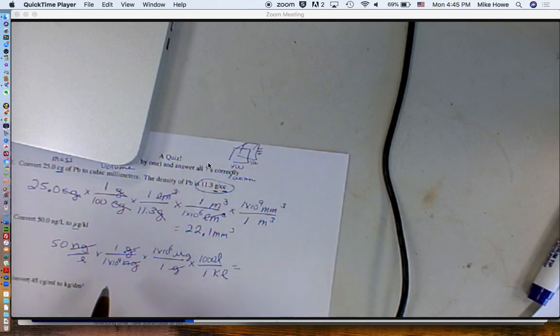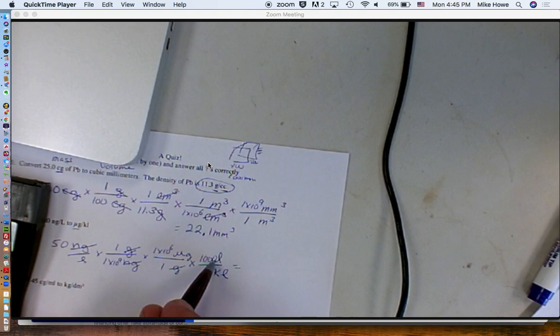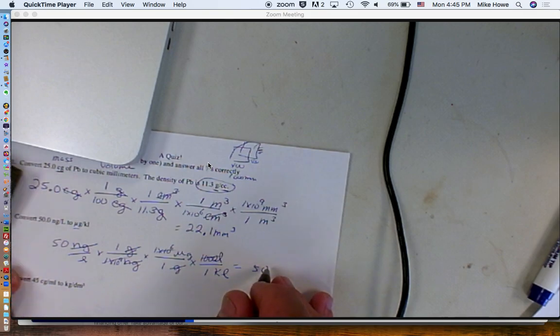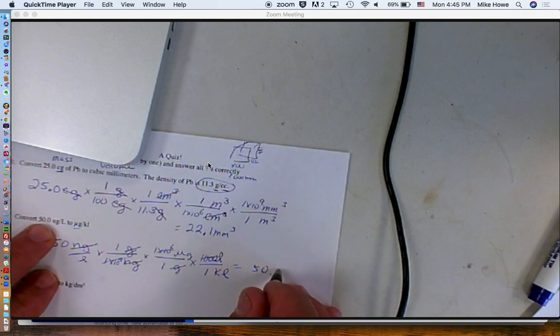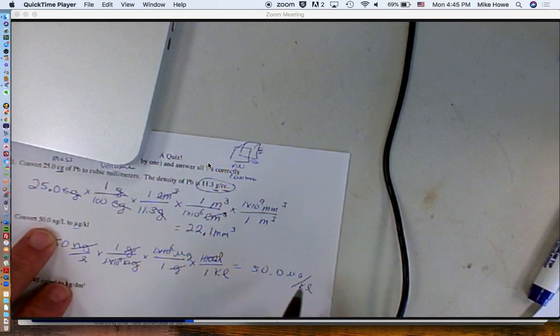So what I noticed is that this is 6 and that's 3 zeros. So that's 9 zeros, which cancels this out. So you can simplify if you want to, and the answer is just going to be 50. But 50 needs to have 3 significant digits because that has 3 significant digits. So that's our answer, 50 micrograms per kiloliter.